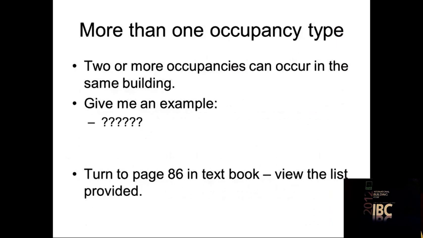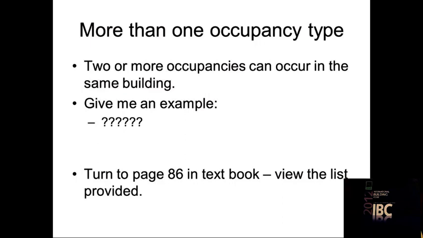Okay, now what we're going to talk about today is more than one occupancy type. When two or more occupancies can occur in the same building. Can you think of an example when there might be two or more in the same building type? So look on page 86 in your text. They kind of give you a list, because it could be like hotels. You might have a restaurant. You might have ballrooms. Or workout rooms. So you may have assembly in a business, or an elementary, or middle school, or high school.